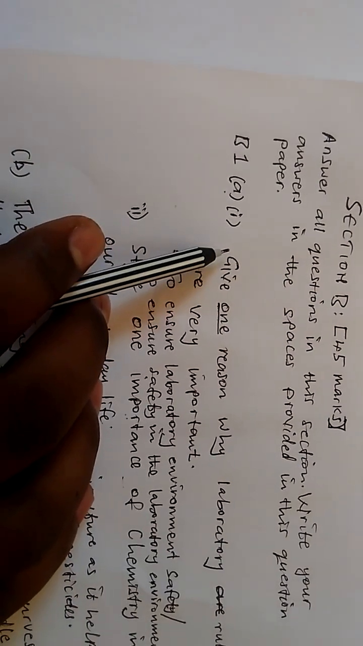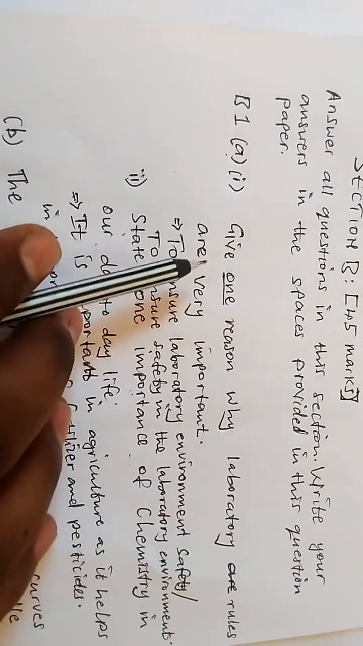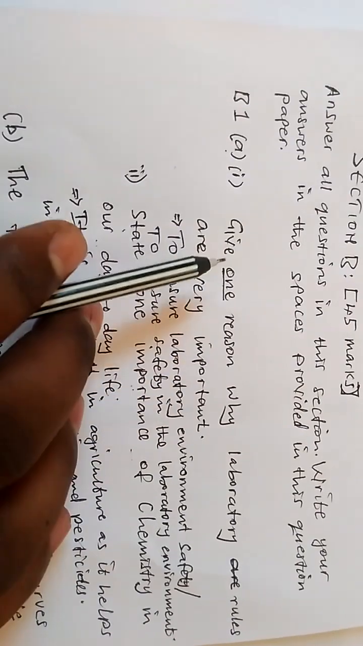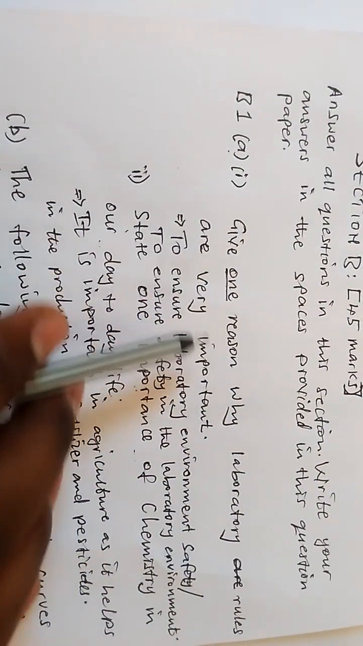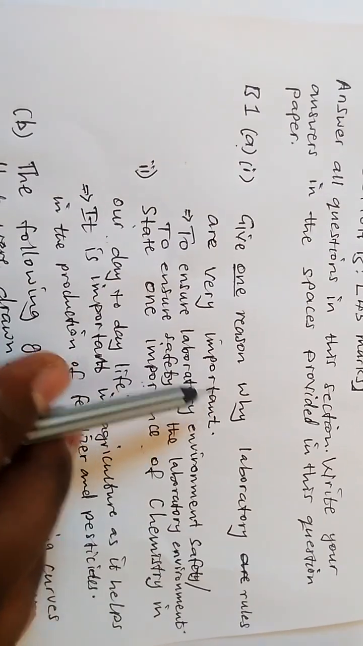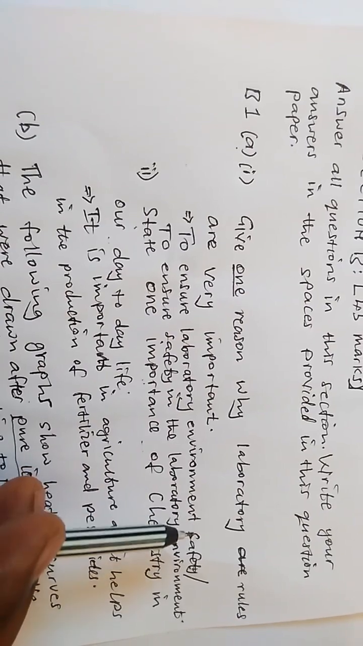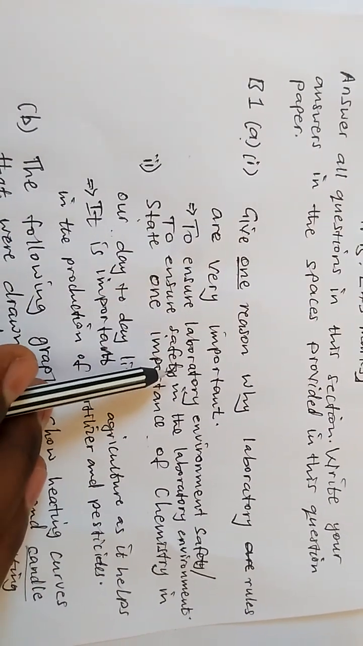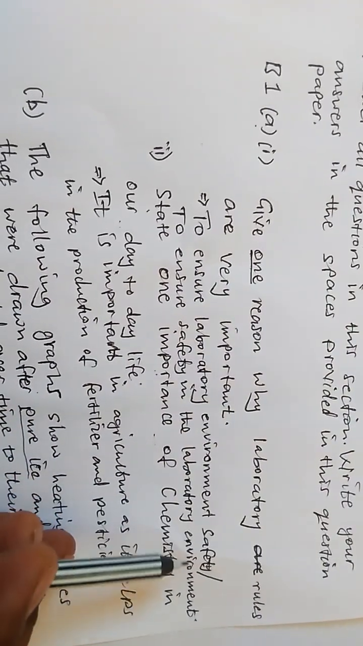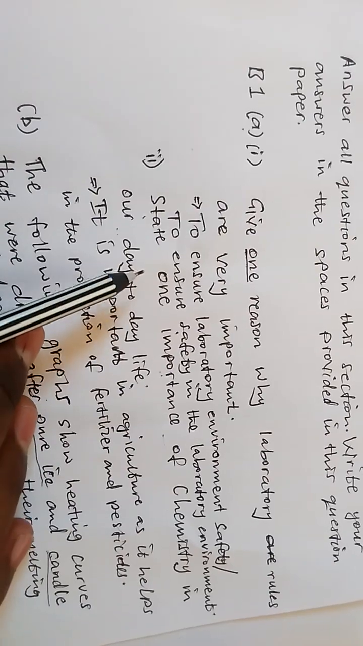B1 A1. Give one reason why laboratory rules are very important. So the answer is to ensure laboratory environment safety, or you can say it's the same point, to ensure safety in the laboratory environment.